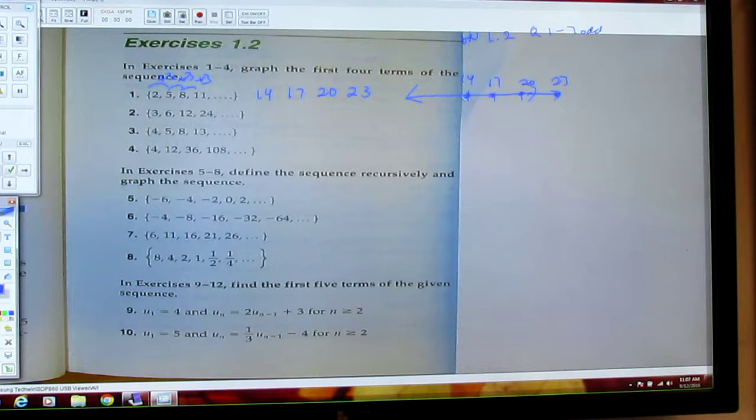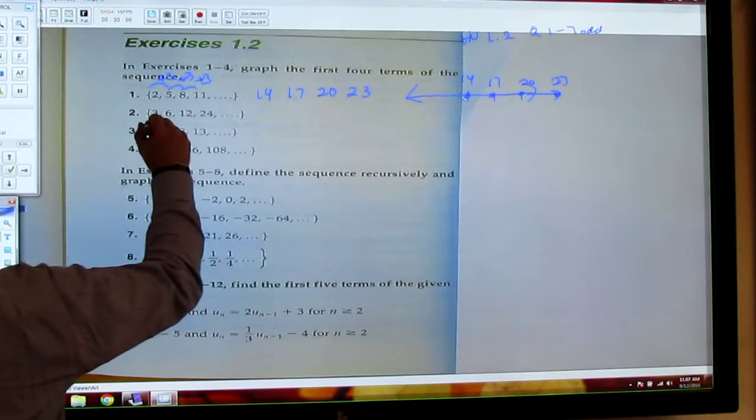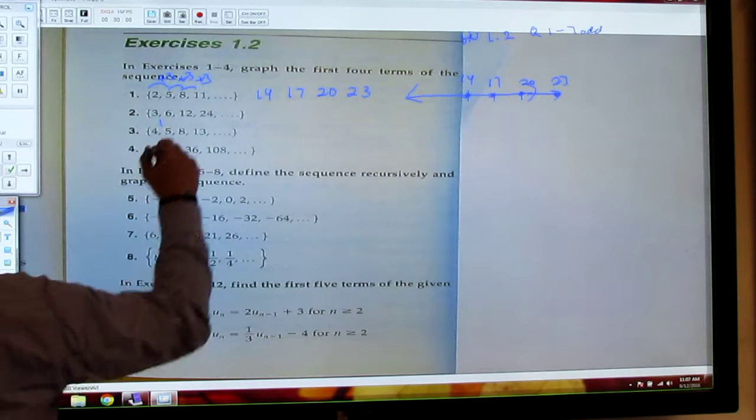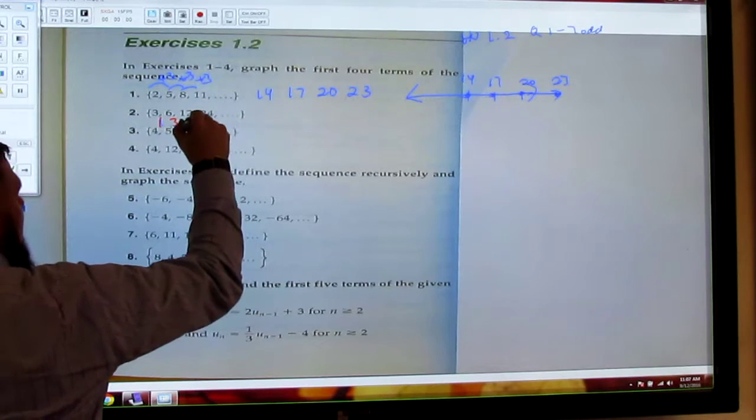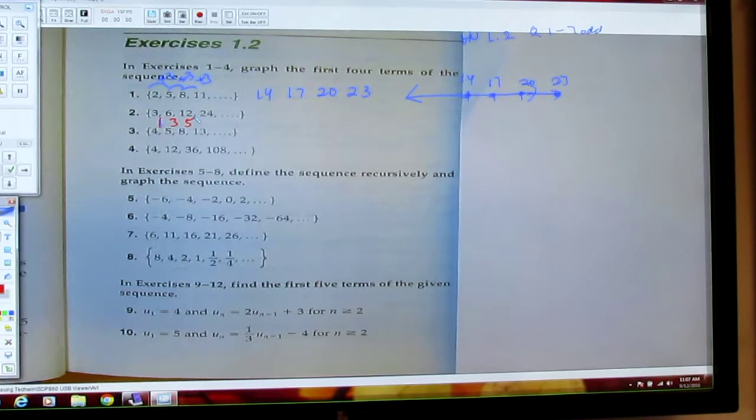So number 3, what's happening to number 3? It goes 4, 5, 8, 13. Hold on. Let us all write down number 1 first, please. We're recording, so I kind of need to keep moving. So number 3 is 4, 5, 8, and 13. Does anyone see a pattern there? It's going up by odds. 1, 3, 5. Good. Very good. It went up by 1, 3, 3, 5, right? So what would the next ones be?